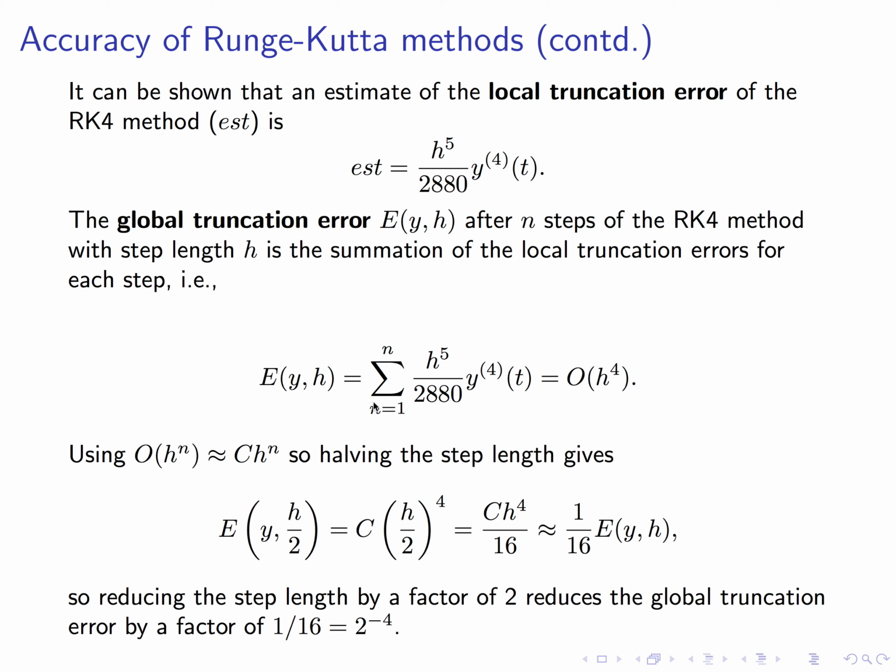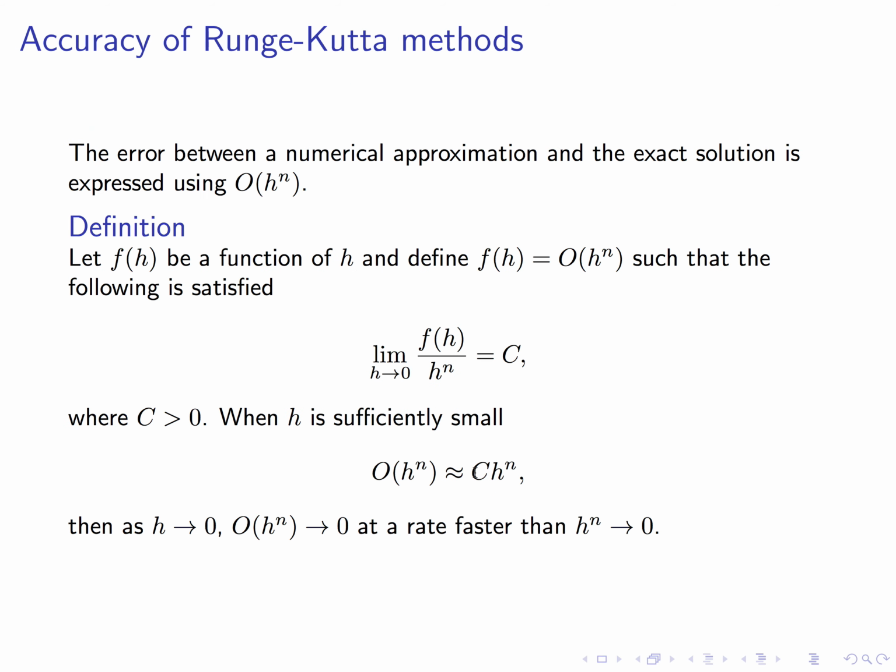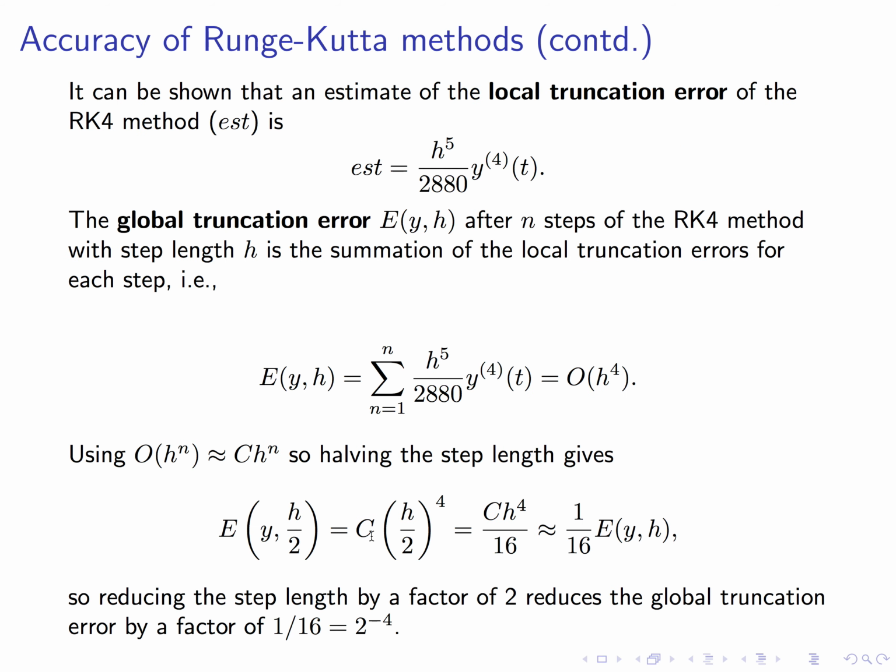Now, what happens if we halve the step length? So if we have a fourth order method and we halve the step length, so instead of h we're using h over 2, well what's going to happen is, if I just go back a slide, we have this c times h to the power n, so we have c times h over 2 to the power 4, because that n is 4 there.